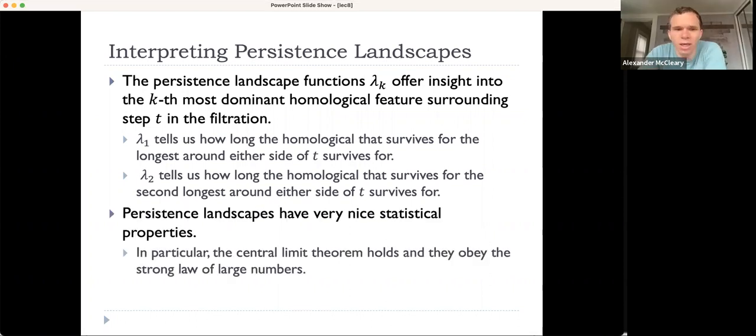And persistence landscapes have really nice statistical properties. In particular, they obey the central limit theorem and a strong law of large numbers. So they're very nice statistically. They have a lot of nice properties, and they can be embedded in Euclidean space. So you can use machine learning algorithms in a plug and play fashion with persistence landscapes. So it's very nice. And I should mention they also satisfy stability as well.